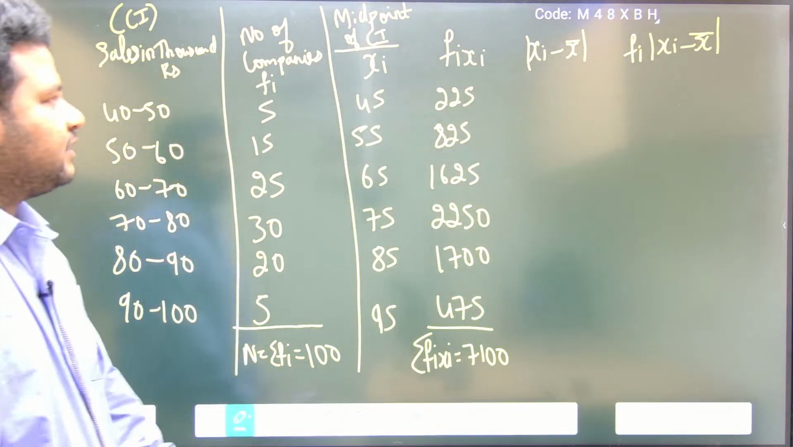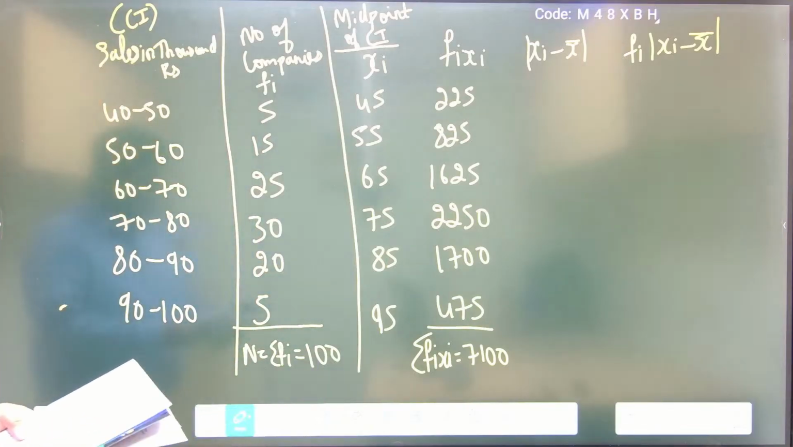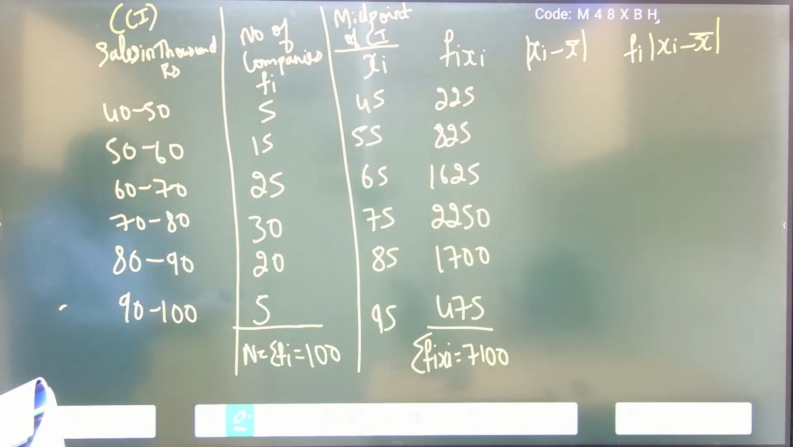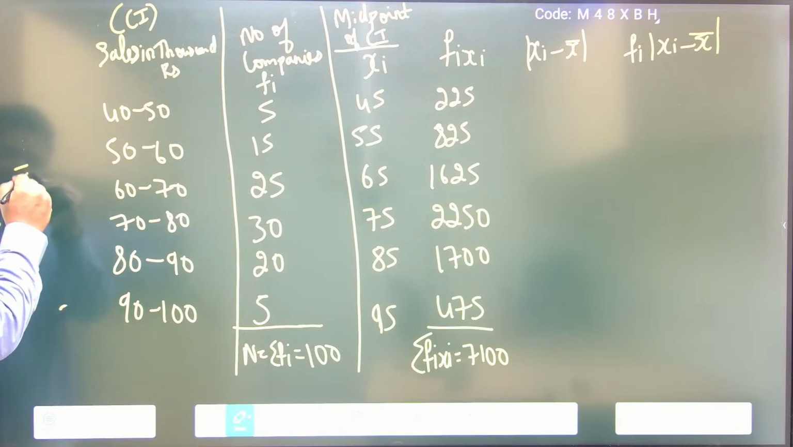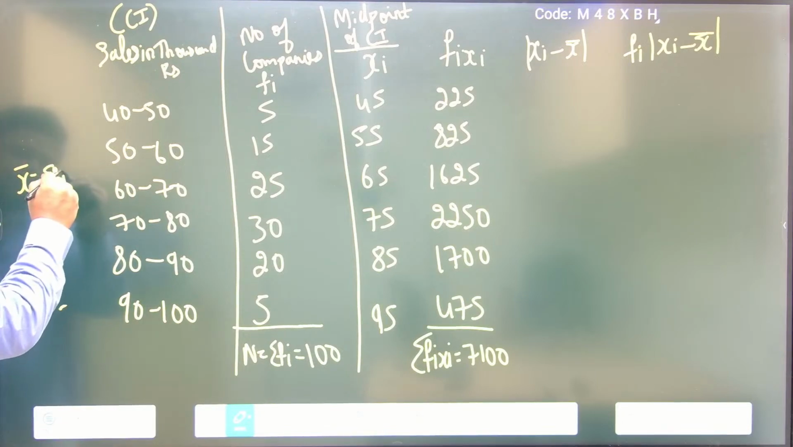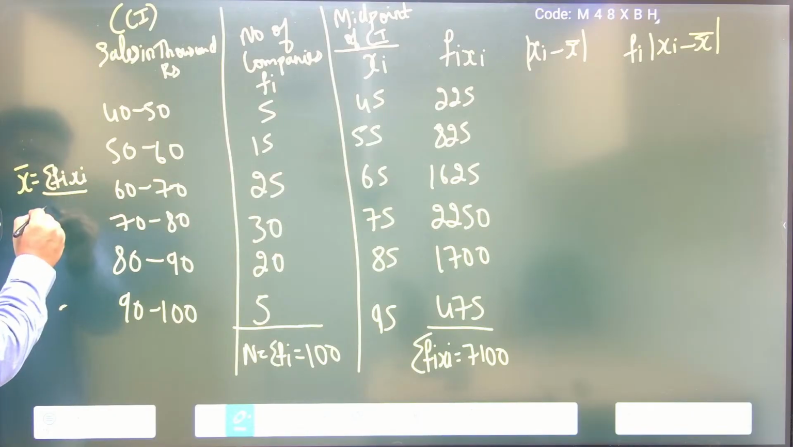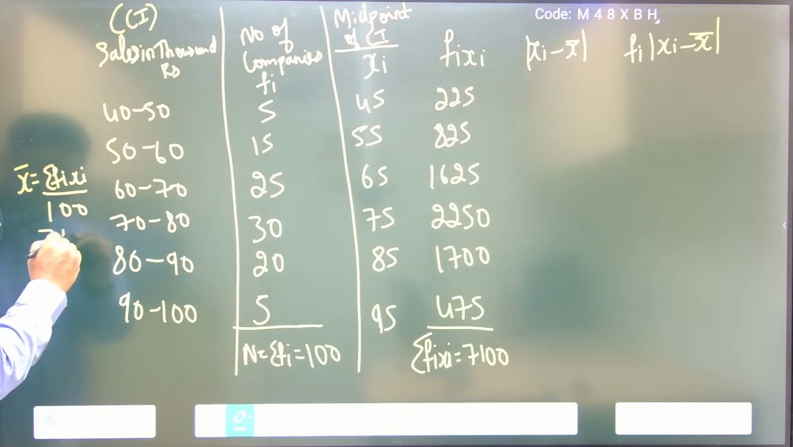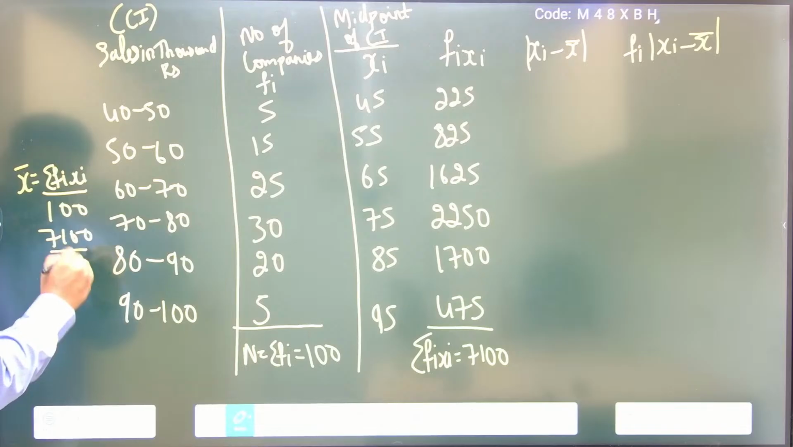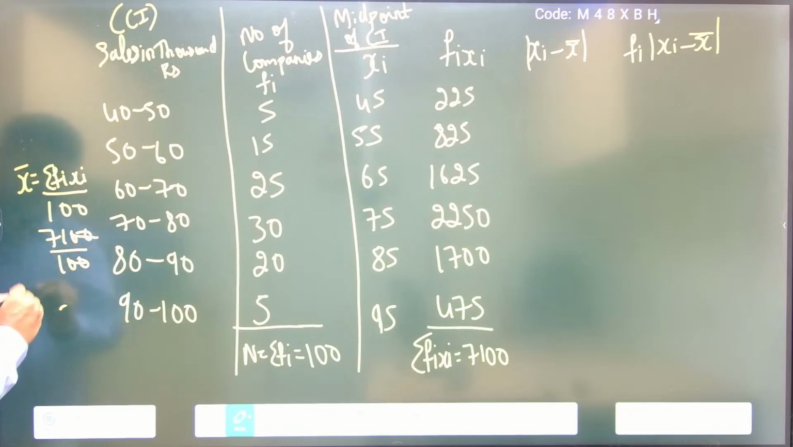Now I have to do xi minus x bar, but before that I definitely have to find x bar. Let me find x bar here. X bar is equal to summation of fi xi divided by summation of fi, that is n, which is 100. Summation of fi xi we just got, 7100, divided by 100. The double zeros cancel, and I get x bar, the arithmetic mean, equal to 71.